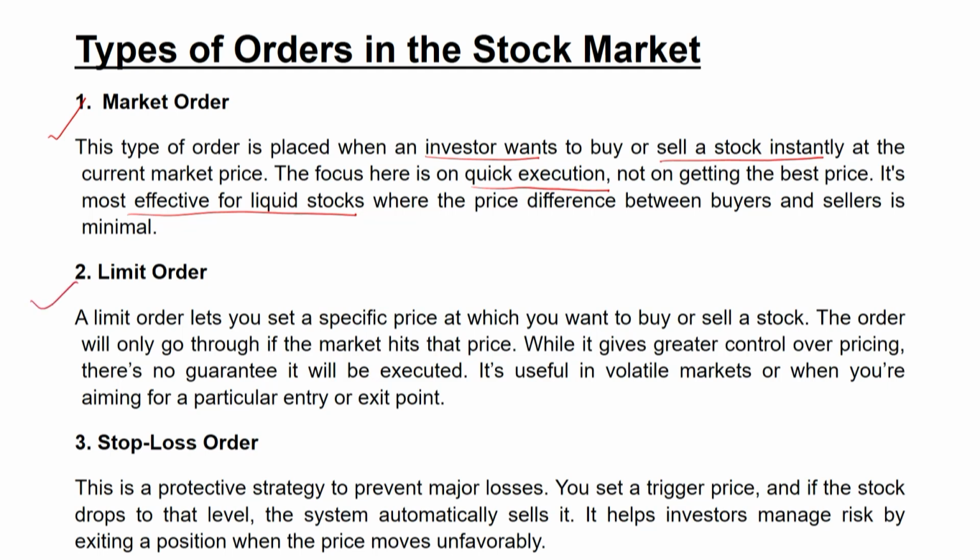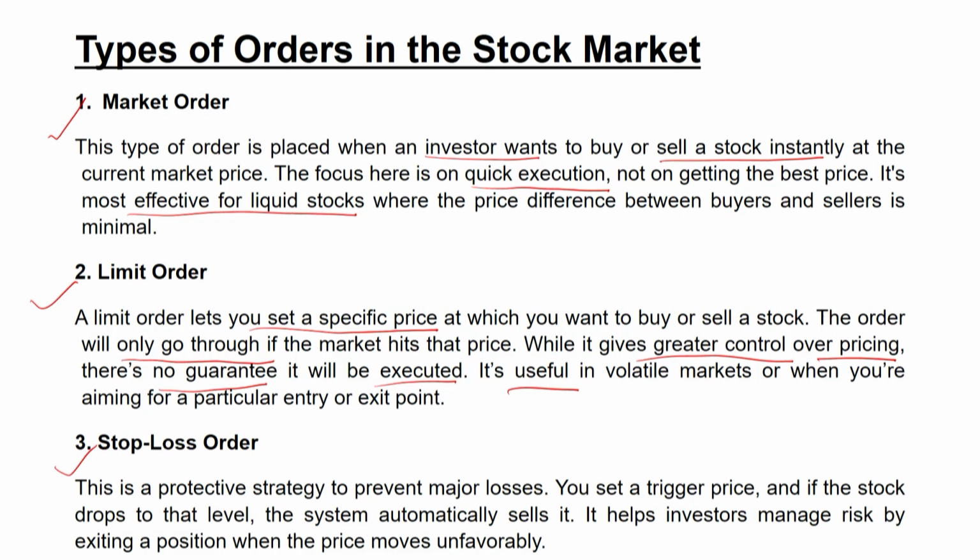Now, the next one is the limit order. Limit order basically lets you set a specific price at which you want to buy or sell your stock. So, this kind of order will only go through if the market hits that price. That means it gives the investor better control over pricing, but there is no guarantee that the order will get executed in the market. So in case of a volatile market, the limit order may be very useful, or whenever you are aiming at a particular entry or exit point, these types of limit orders can be helpful for the investor.